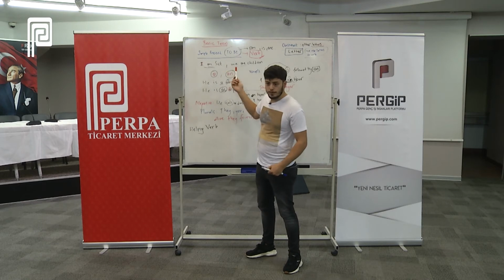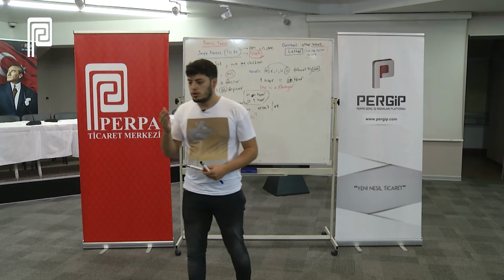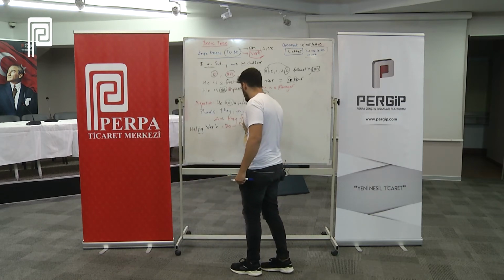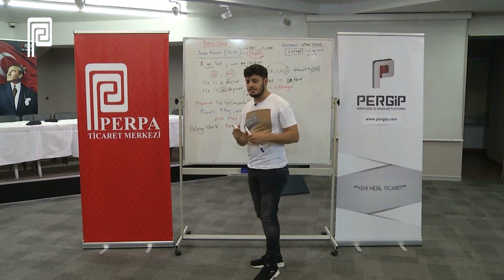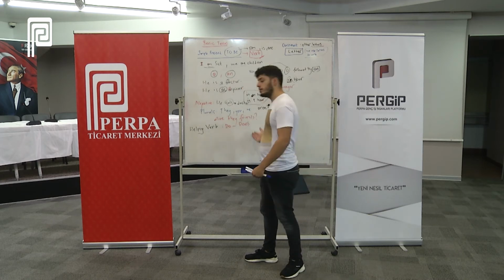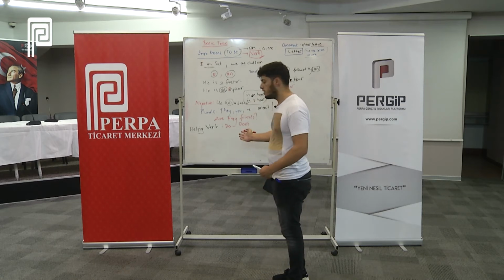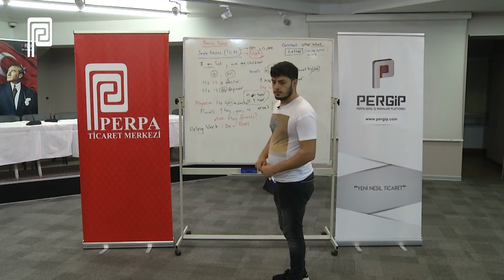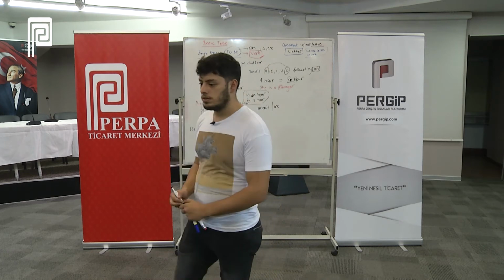In to be, we say am, is, are. This is a helping verb. As a verb, do and does. They help us make a sentence. It's a helping verb. Do and does. This is very easy. How do we make a sentence? Do you understand?